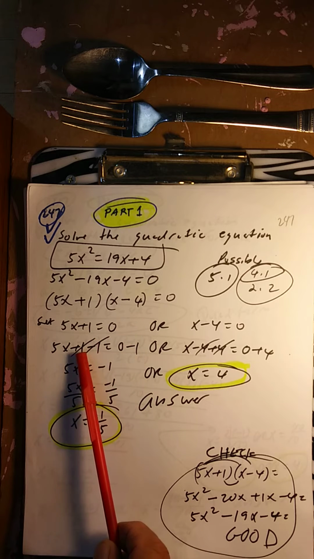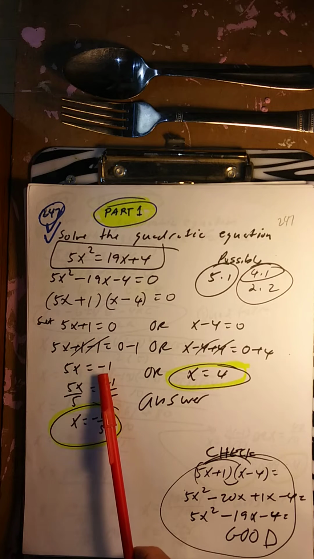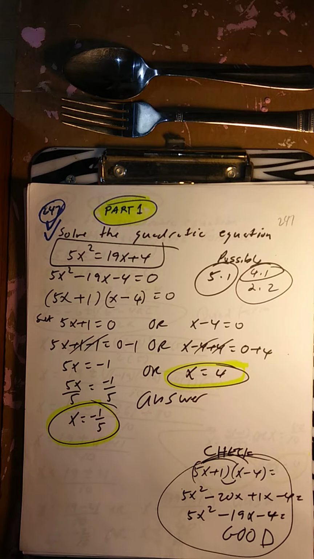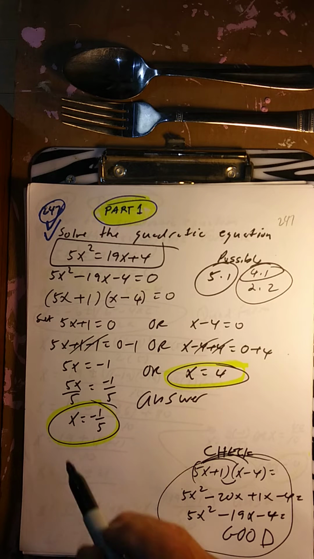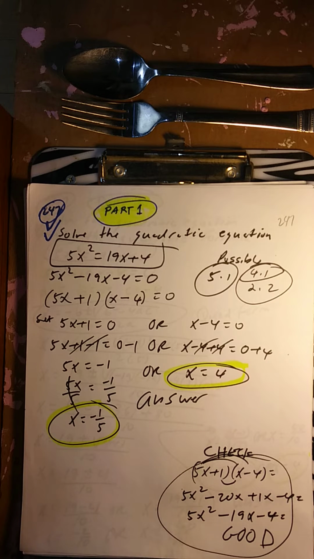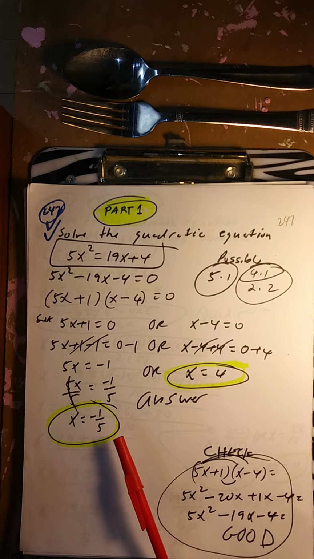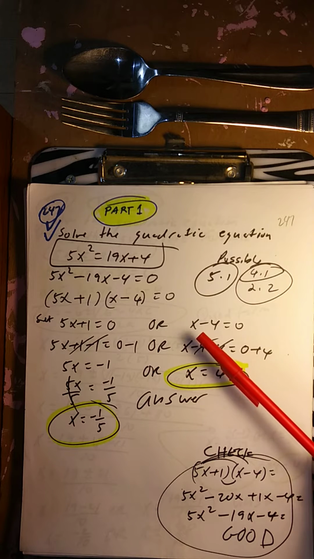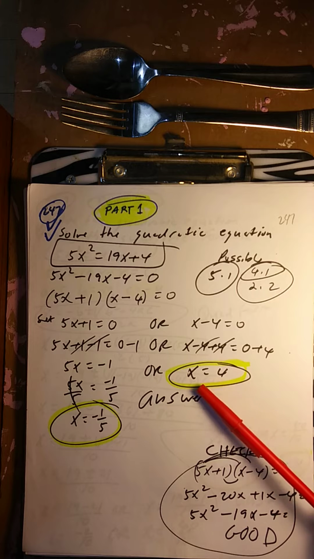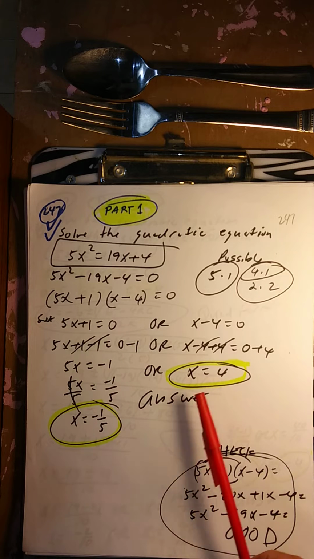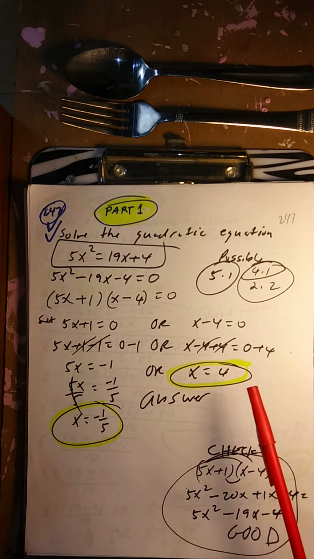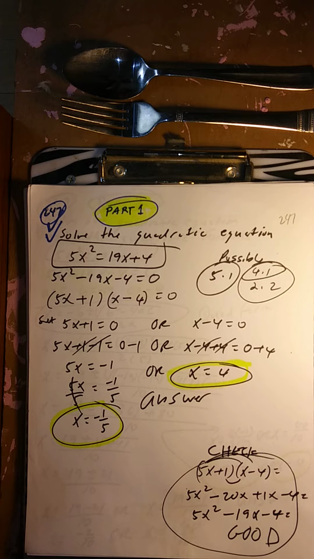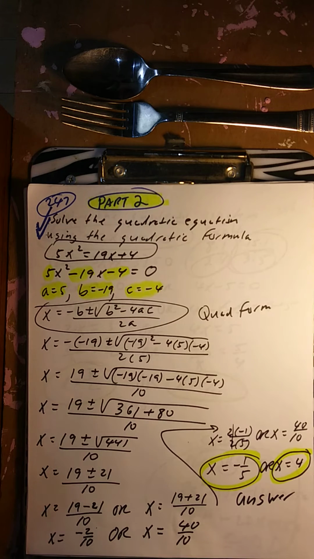5x plus 1 equals 0, minus 1 minus 1, 5x equals negative 1, divide by 5, and these are canceled, of course, gone. So what's left over is x is negative 1/5. Over here, x minus 4 plus 4 plus 4, so x equals 4. So x equals negative 1/5, x equals 4. Negative 1/5 and 4 are the answers. Okay, another way, this is part 1. Part 2, quadratic formula, same thing.